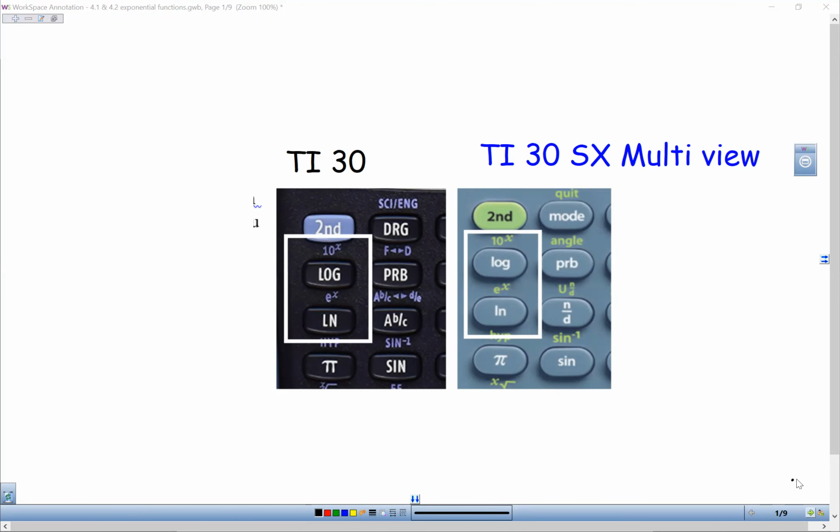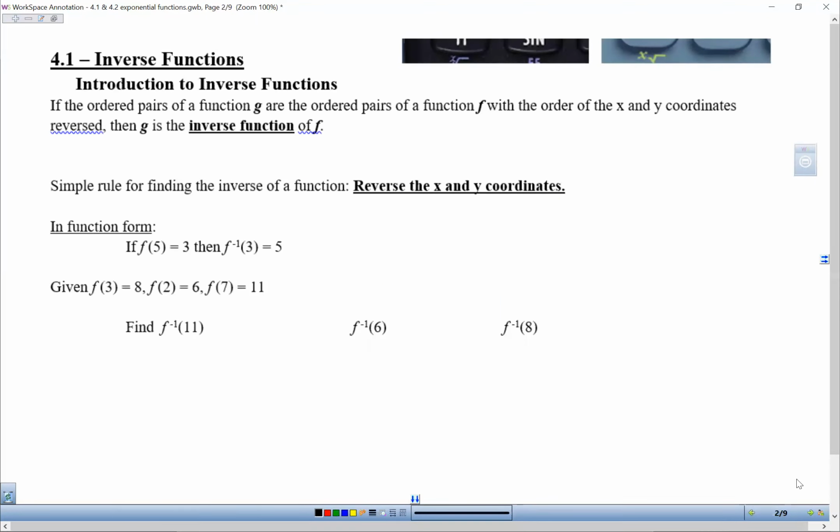Okay, so we're looking at inverse functions to start off with. So we're going to be doing exponential and log functions. They are inverses. So it helps to understand what inverses mean or what they represent. So basically, this first part, they're going to ask you to find the inverse. So I'm going to make this real simple. Here's your rule. If you remember this for this section, then you should be fine. And the rule is reverse the x and y coordinates.